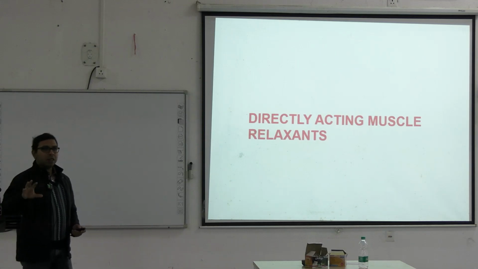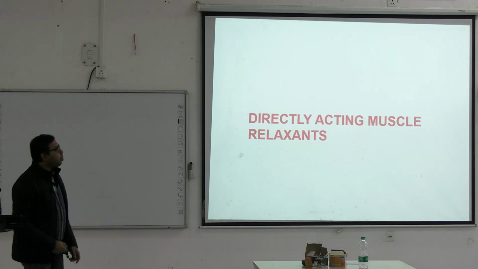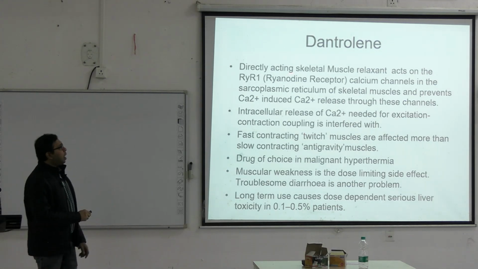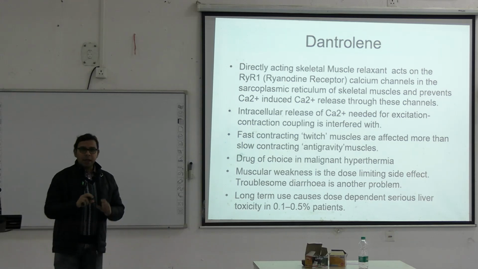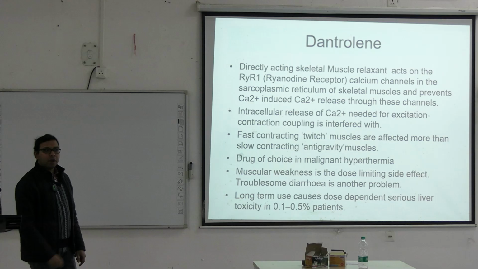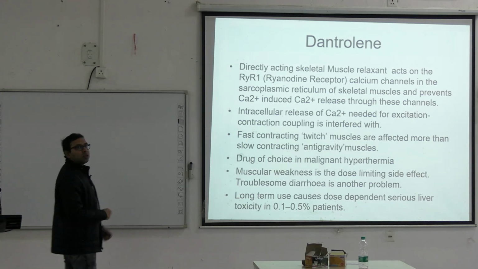So this is about the peripherally acting muscle relaxants. This is the prime principal part of the skeletal muscle relaxants. Apart from this, there are some directly acting muscle relaxants like Dantrolene. Dantrolene mainly acts on the ryanodine receptors. The ryanodine receptor is basically a calcium channel present in the sarcoplasmic reticulum of the skeletal muscles, and dantrolene prevents calcium induced calcium release through this channel.